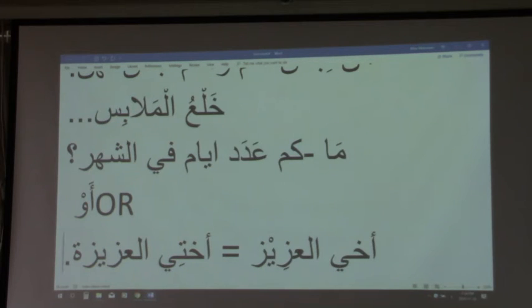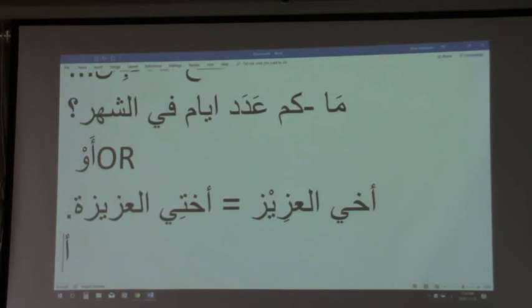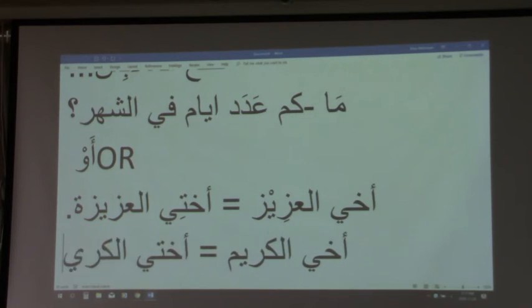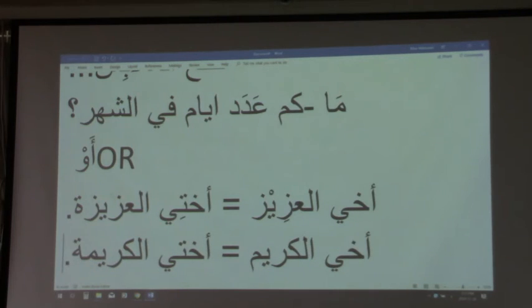So in the Arabic language, we always use the word أخي العزيز. Also we use the word noble brother, أخي الكريم, because karam means generosity. So we use the same thing, أختي الكريمة, right? It's not Sharif. Sharif, you can use it. Noble. Respected. Kareem, right? Sharafa. أختي الكريمة, right?